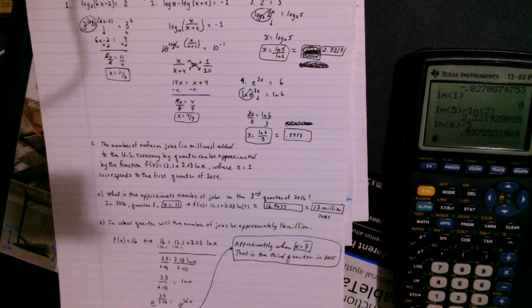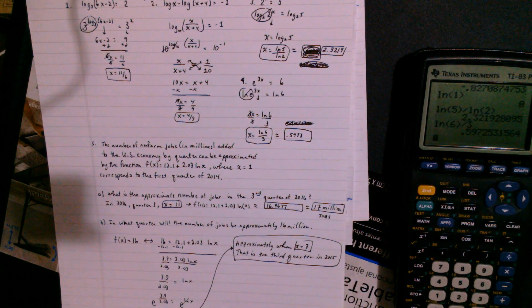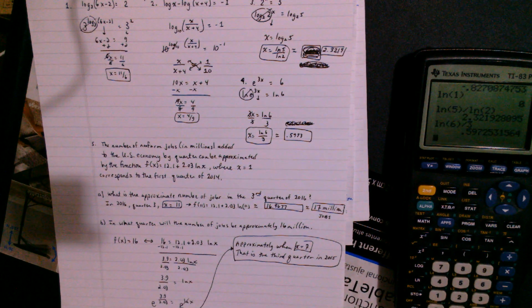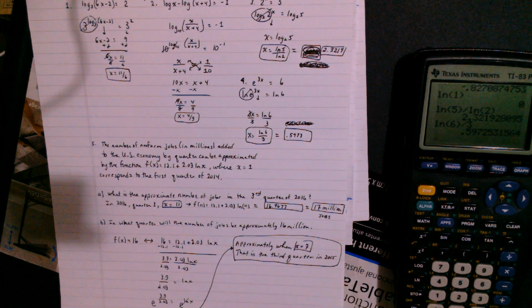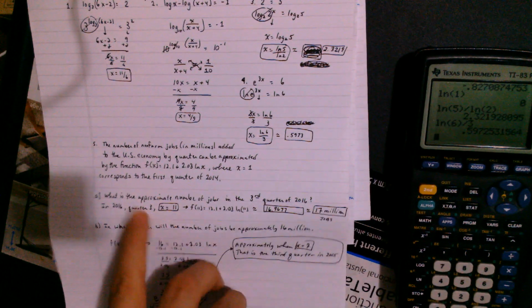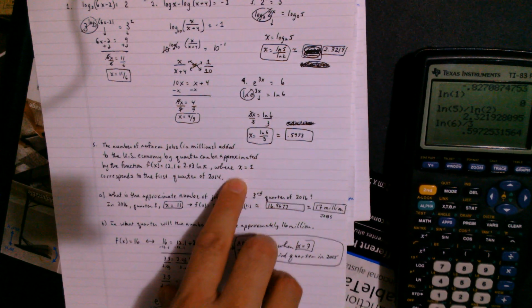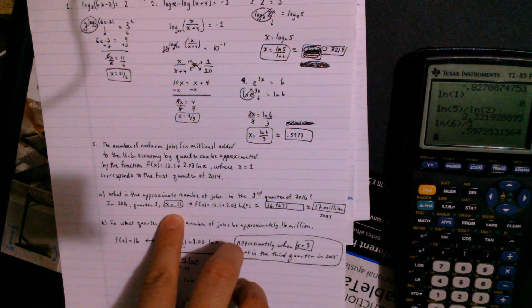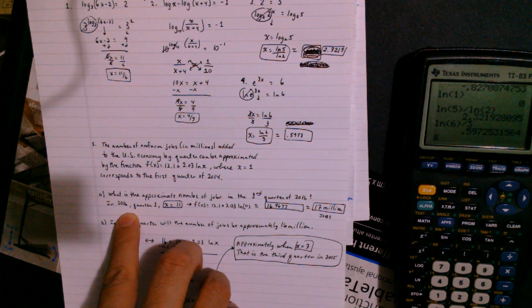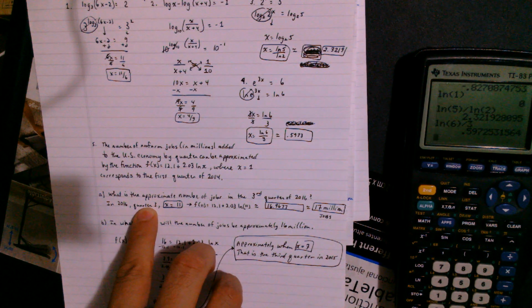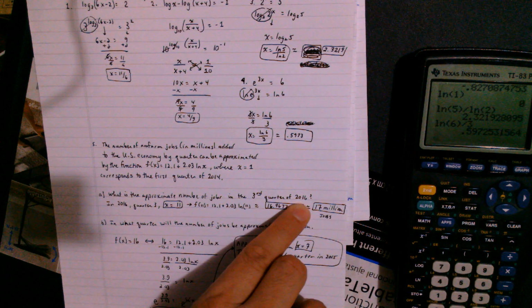As you're looking at a couple of problems with logarithms, the number of non-farm jobs in millions added to the U.S. economy by quarter can be approximated by the function f of x equals 12.1 plus 2.3 natural log of x, where x equals 1 corresponds to the first quarter of 2014. What is the approximate number of jobs in the third quarter? Well, if 1 is the first quarter, then 3 has to be the third quarter. In 2016, quarter number 3.